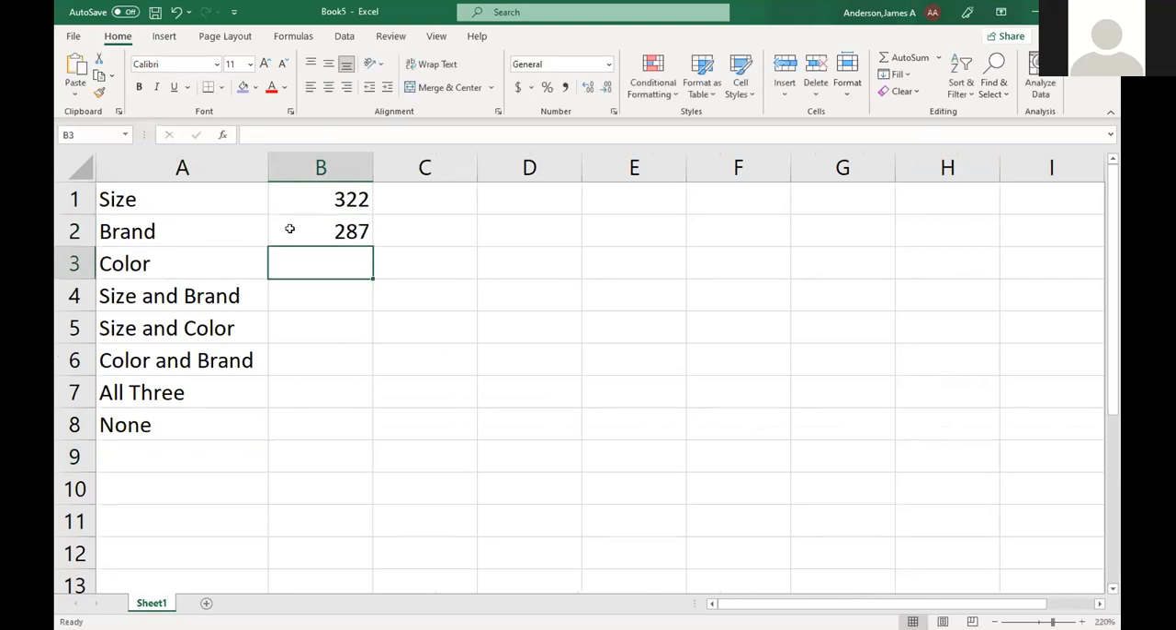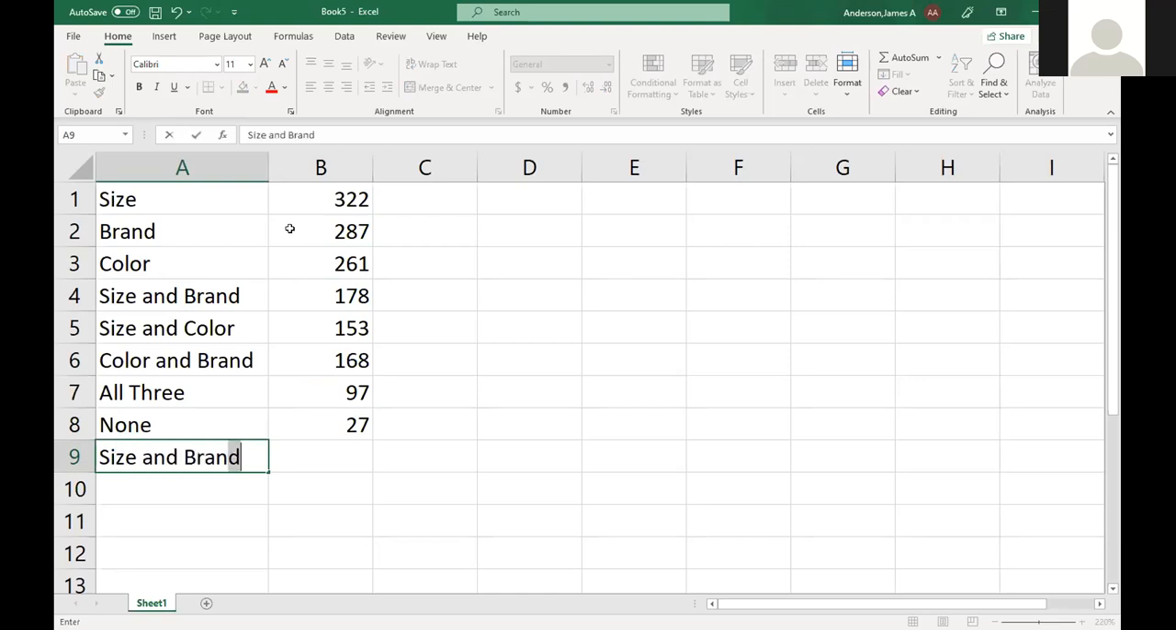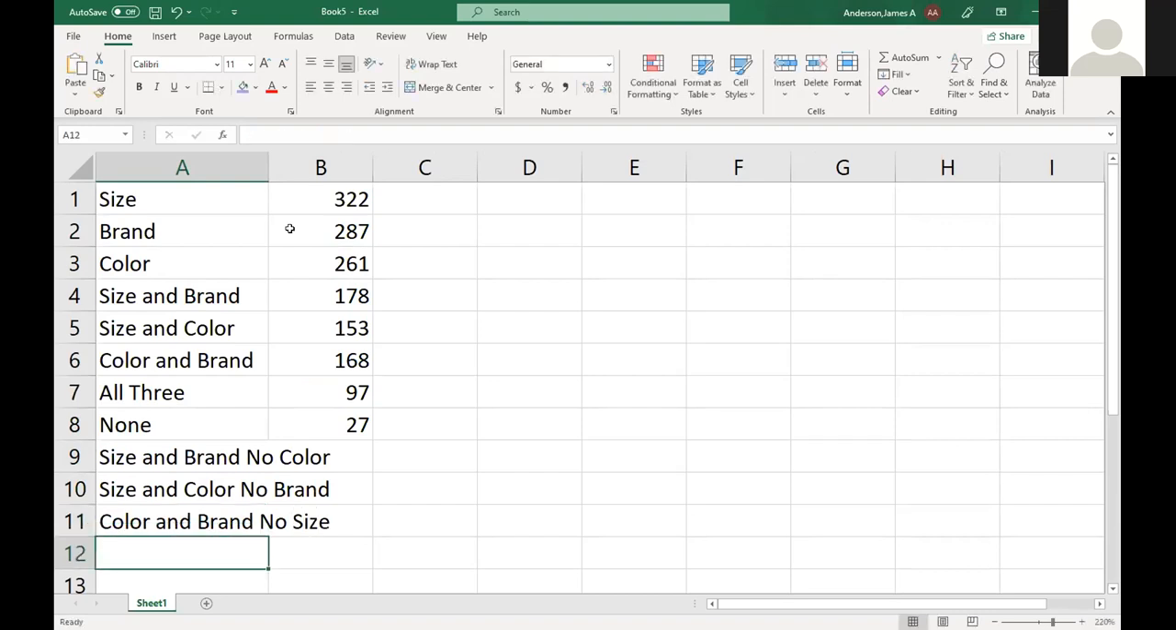287, 261, 178, 153, 168, 97. So I want to know size and brand, no color. Size and color, no brand. Color and brand, no size. Because those are the real things that I end up calculating, because everything else is done.